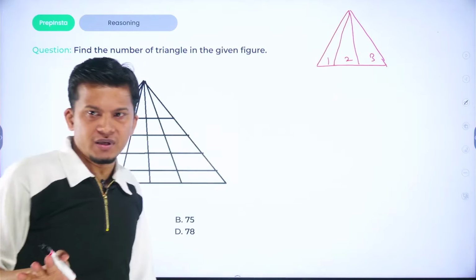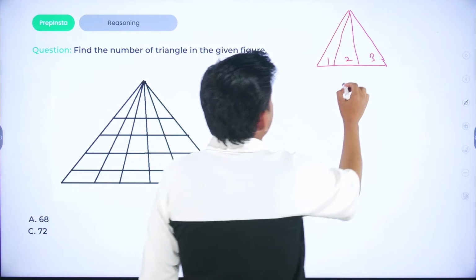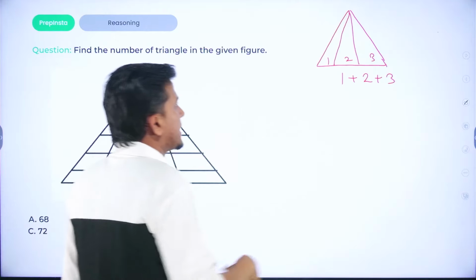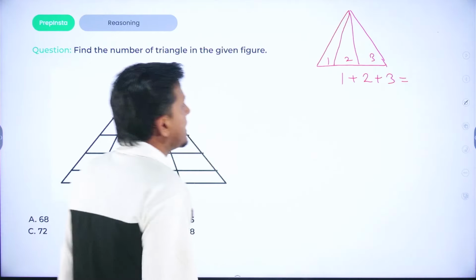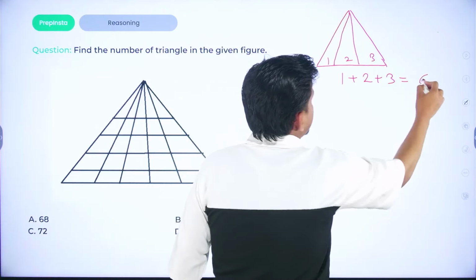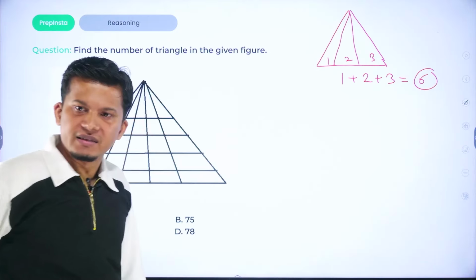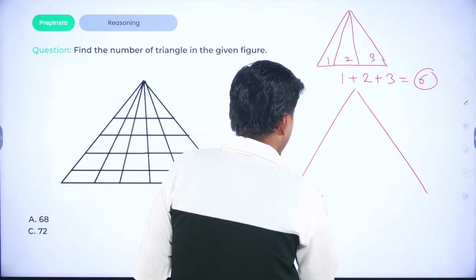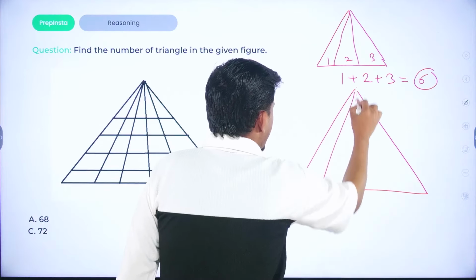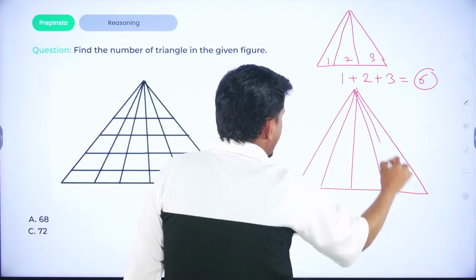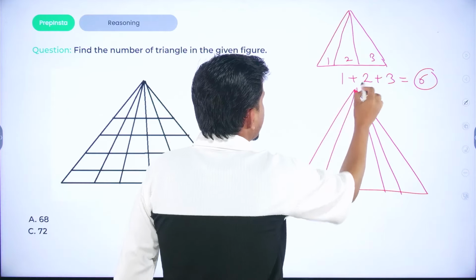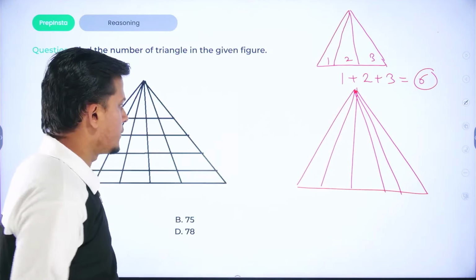All we have to do is add the numbers. So the total number of triangles in this particular figure would be 1 plus 2 plus 3, that will sum up to 6, right? This is the trick. All you have to keep in mind is that you have to see how many parts it is bisecting from the topmost vertex.